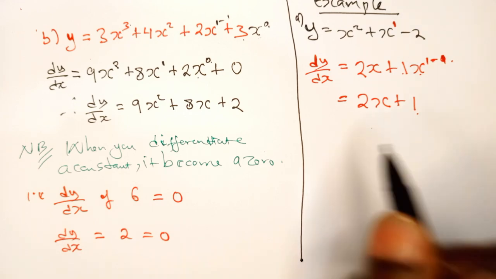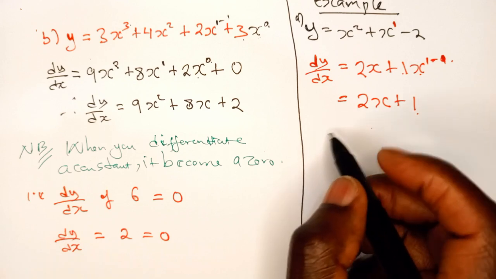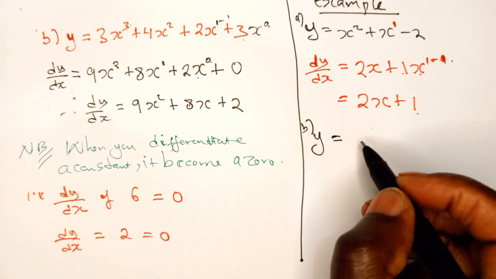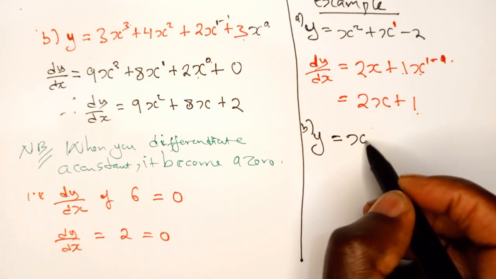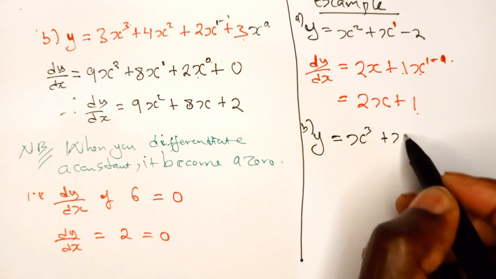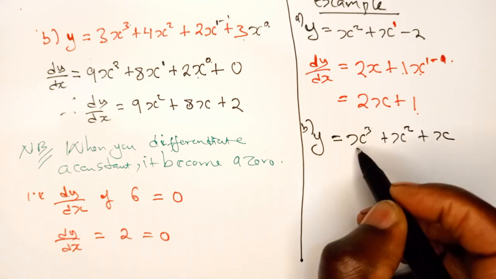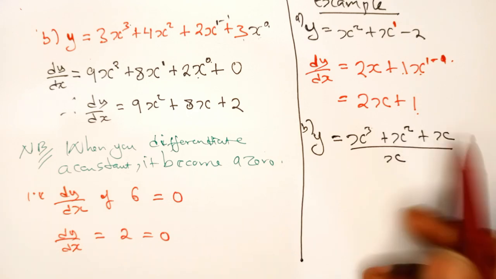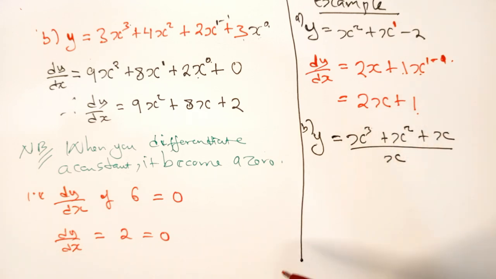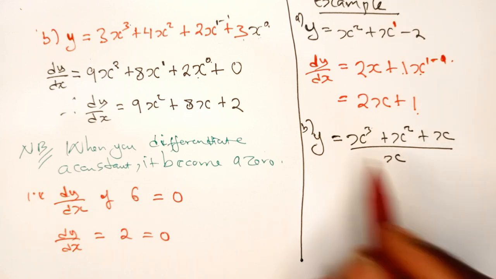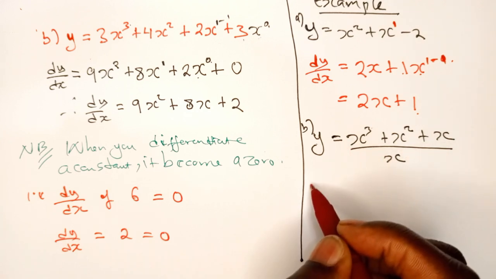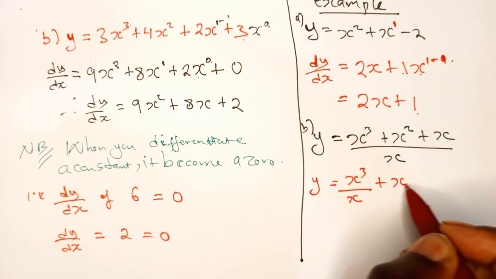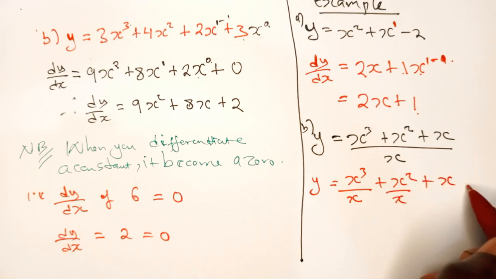Another one, we are told to differentiate, so this is b, y is equal to x cubed plus x squared plus x, all over x. Now, if you're told to differentiate this one, first of all, simplify this function by dividing everything by x. So if you do that, you're going to get y is equal to x cubed over x plus x squared over x plus x over x.